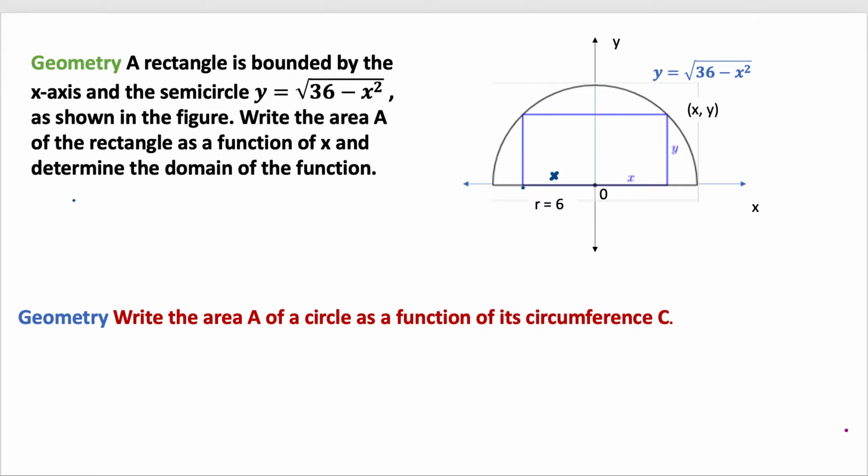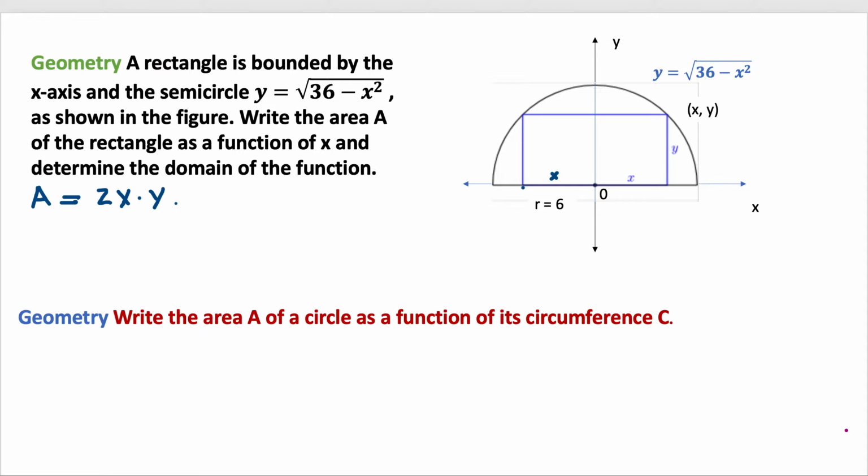But we already know the area of the rectangle A is equal to A times B. In fact, width times height. The width in this case is x plus x, which is 2x. So I can write 2x times y, the height here.